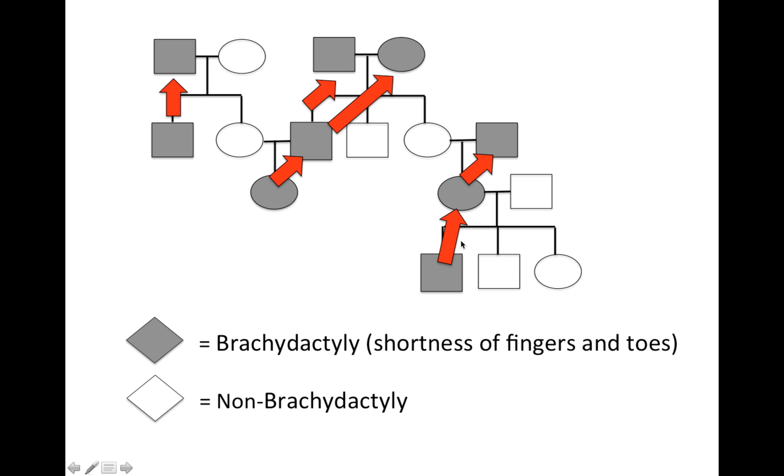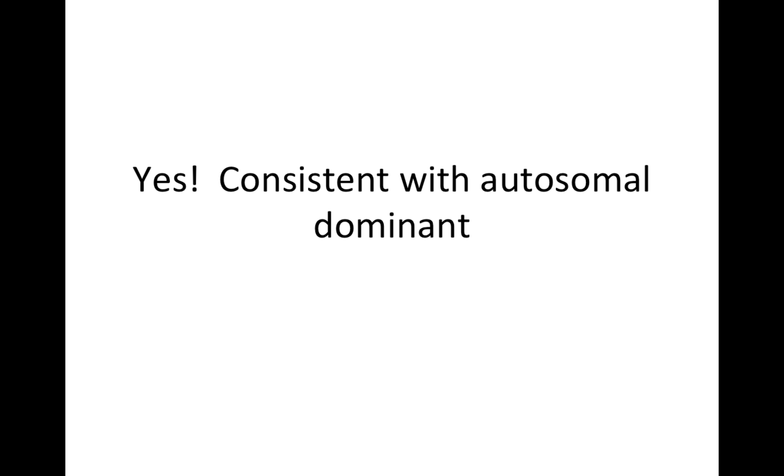And so if I gave you this pedigree and I said, is this pedigree consistent with an autosomal dominant, you can tell me, yes, this is consistent with an autosomal dominant, because every affected individual has at least one affected parent.